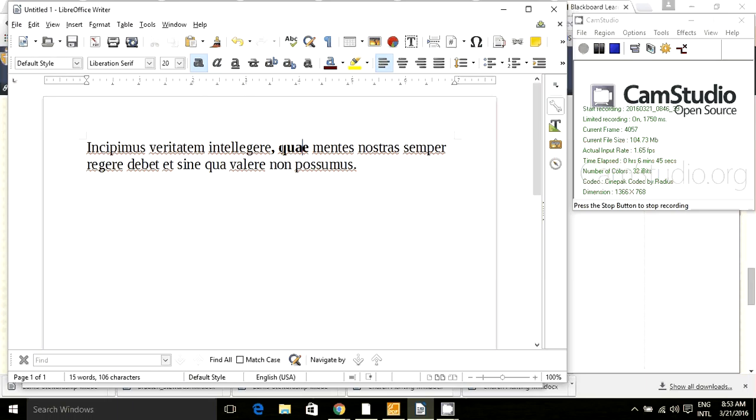So as I'm looking at this one, it starts with quae, and I'm looking along at the words semper regere debet et sine qua. Qua, there's another relative. And here's the word and. So that's starting a new clause. So that's all one clause. Et sine qua valere, that's all going to be a different clause. And then we'll have to see, does possumus go with this clause, or is it picking up another clause?